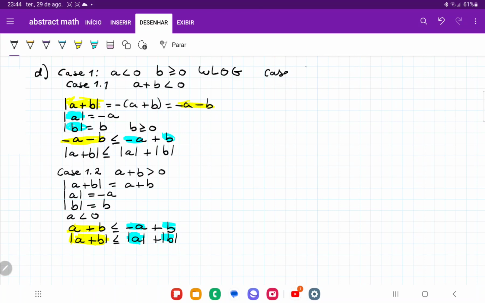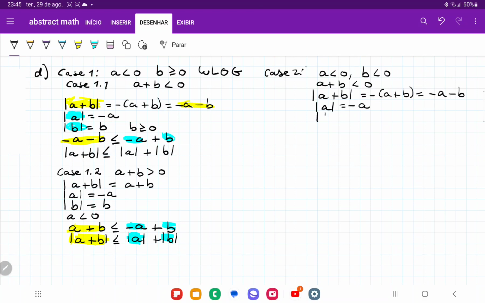So we have case 2 where A is negative and B is negative. So when A is negative and B is negative, clearly their sum, A plus B, is going to be negative. So the absolute value of A plus B is going to be equal to minus (A plus B), which is minus A minus B. And so the absolute value of A is equal to minus A, the absolute value of B is equal to minus B. And so in this case, it is true that minus A minus B is less than or equal to minus A minus B because of the equal sign.